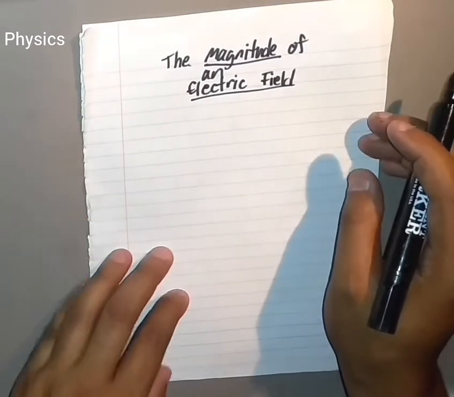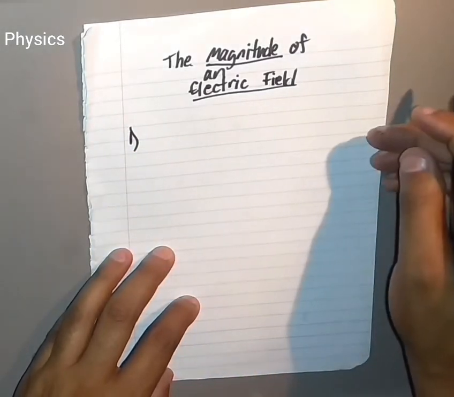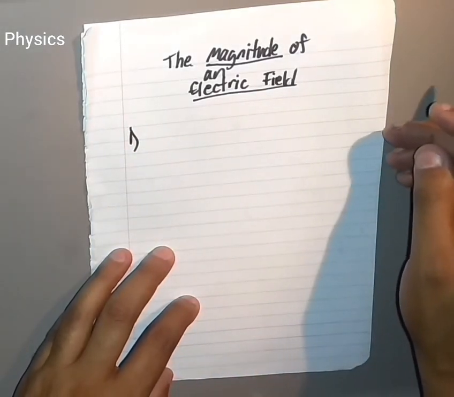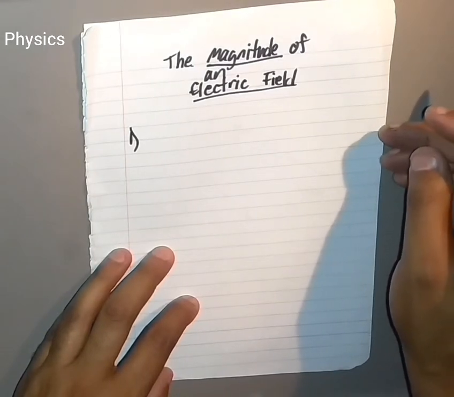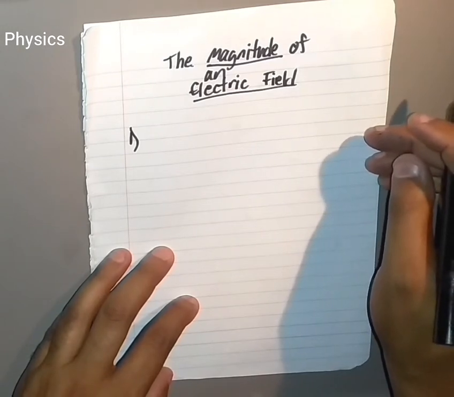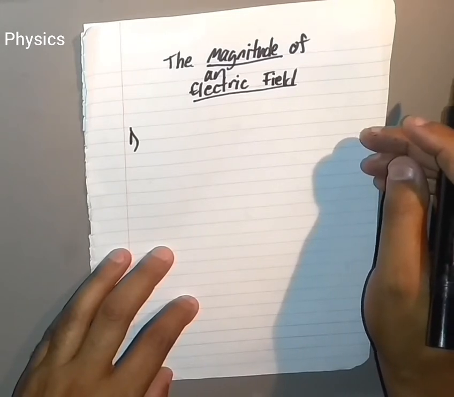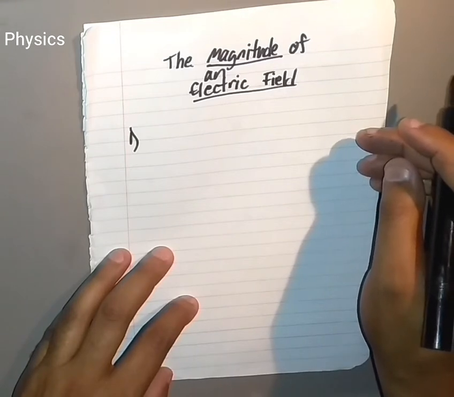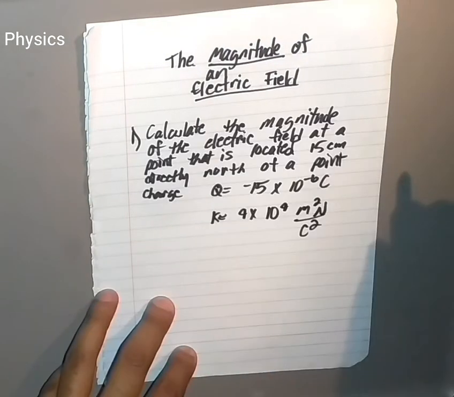Okay, so question 1. Calculate the magnitude of the electric field at the point that is located 15 centimeters directly north of a point charge where Q, or the charge, equals negative 15 times 10 to the power of negative 6 coulombs, when K, which is Coulomb's constant, is 9 times 10 to the power of 9 meters squared newtons over Coulomb squared.